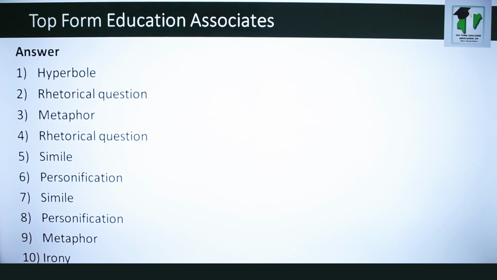Then question 9, Ada is a pig. A direct comparison that Ada is just like a pig. We can't use like because it's a metaphor. Ada is equated to a pig. So the expression in question 9 is a metaphor. Then question 10. Jane is a core academic. She cannot spell her name out. Opposite of whatever the person has in mind. Is that clear now?